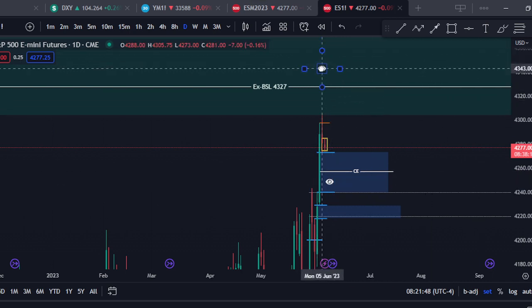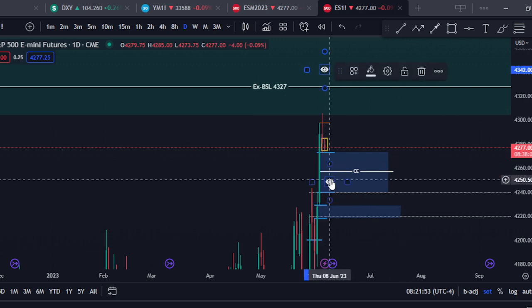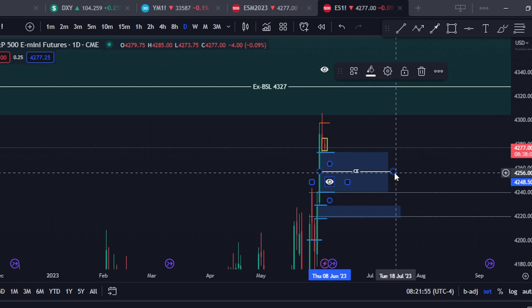We got our POI set on possible areas to be looking for, right? And we're also looking at that CE.